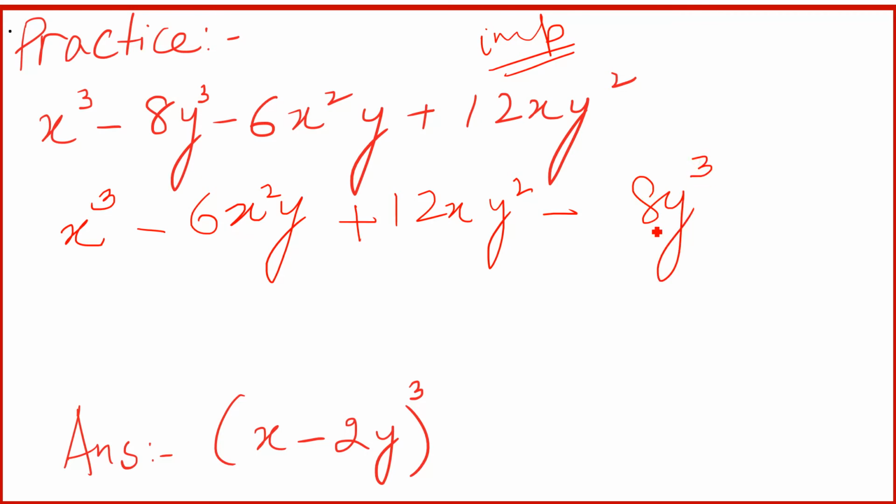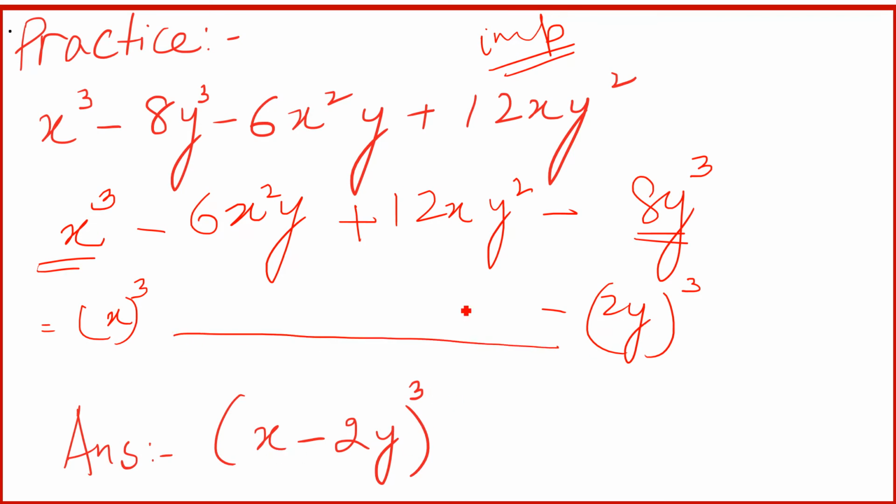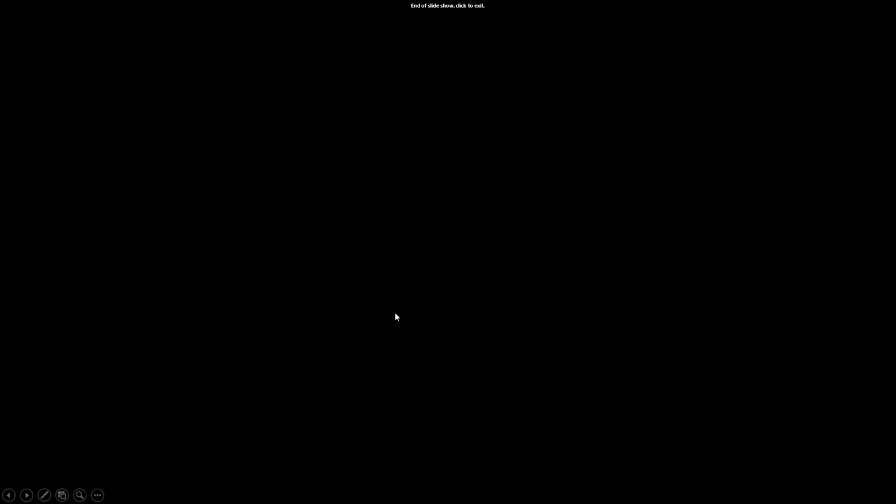And you can see here we can make the cube of this. We can make the cube of this. First term x cube, last term 2y cube. So I told you, whatever is here x, whatever is here 2y: x minus 2y whole cube. Now this is your job. Fill in this one, right?